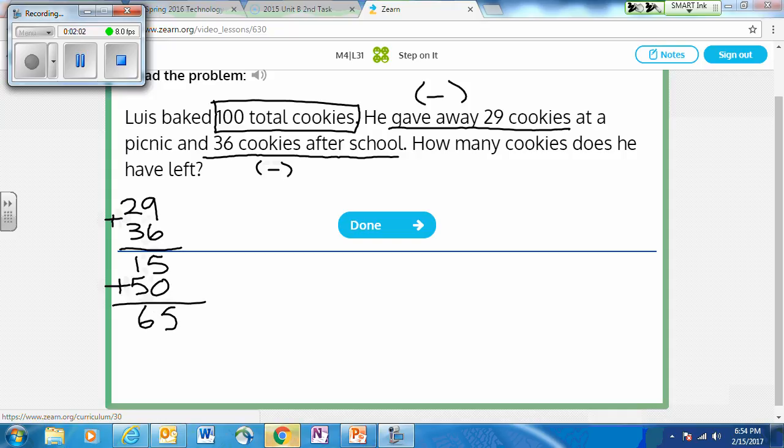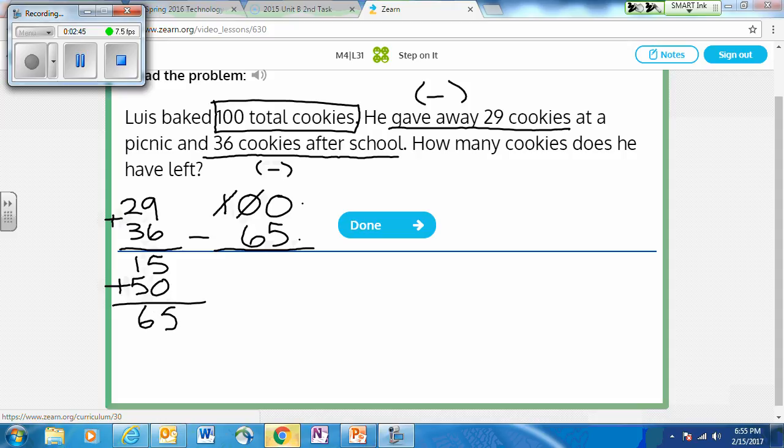Now, he had a total of 100. He gave away 65. How many does he have left? We're going to have to subtract, mathematicians. Here we go. We have 100. He gives away 65. And so here we go. Can I subtract 5 from 0? I cannot. I'm going to have to do an exchange. So I go to the tens column. Can I take any number away from 0? I cannot. So I'm going to have to go to the hundreds column.